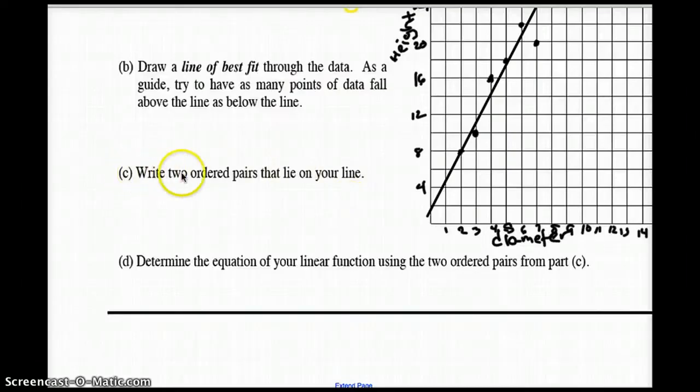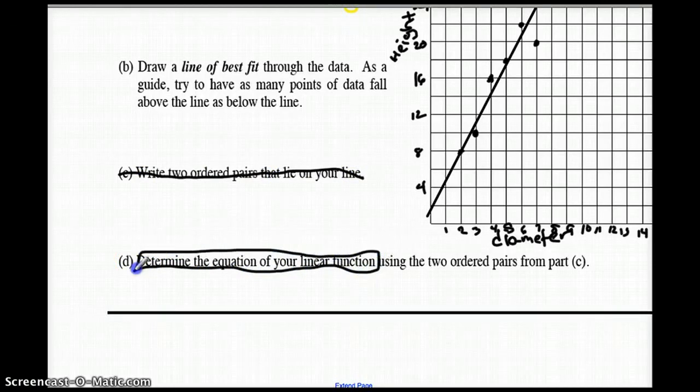Okay, so part C says write two ordered pairs that lie on your line. We're actually going to skip that part. And it says determine the equation of your linear function. We're going to do that, but we're not going to use the two ordered pairs. What I want to do is use this line that we drew. So we're going to go up to this point here. That's our B value. So B equals 2. Remember, we went up by 2, so B equals 2.